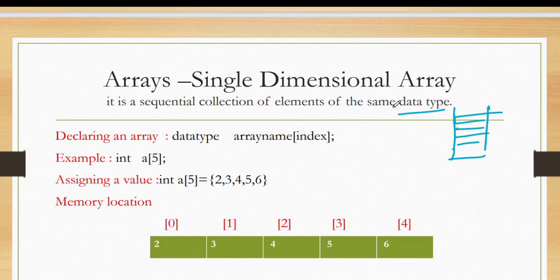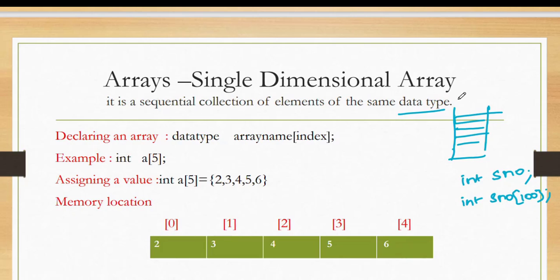If we want to get 100 elements, if I declare int student number, I can get only one number. If I want to enter 100 student numbers, how can I enter? So I have to use an array: int student number of 100. If I declare it like this, I can get 100 student numbers within the program.